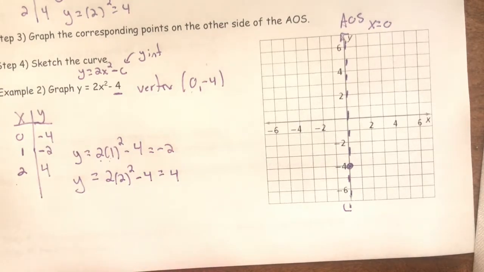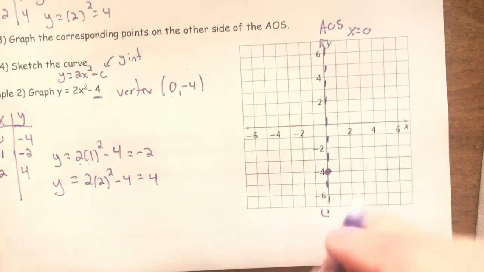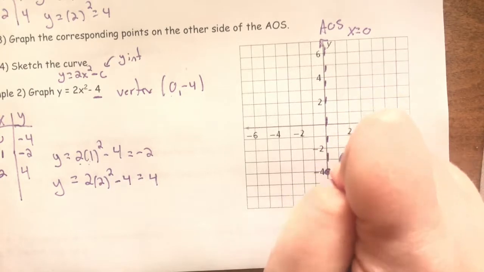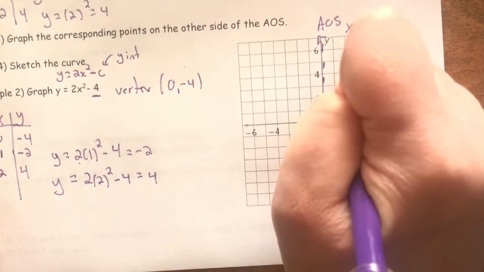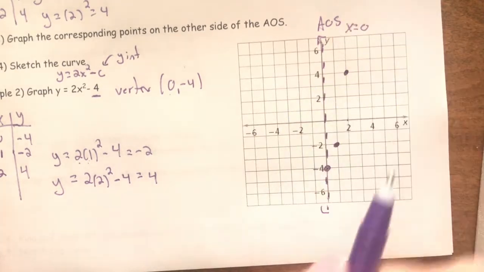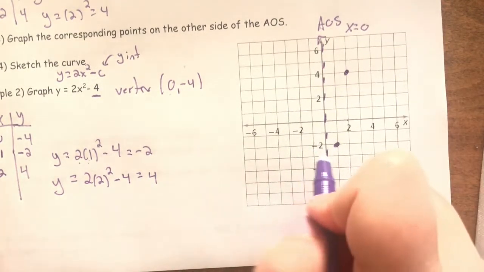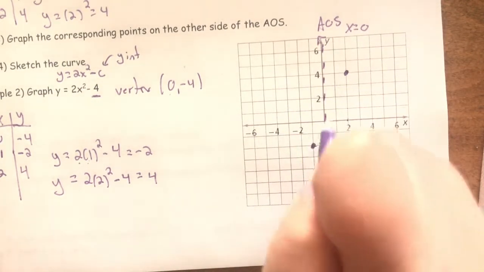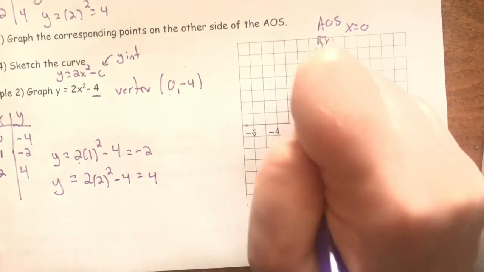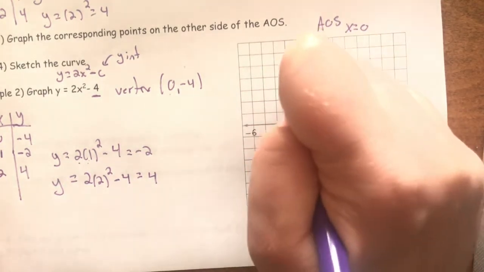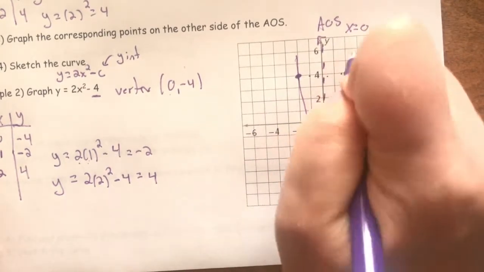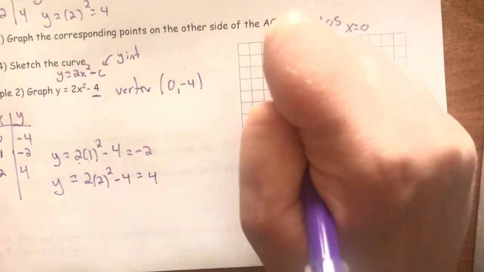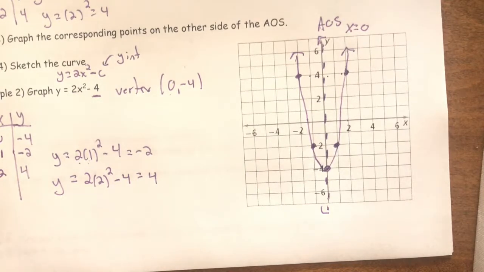And now go over to your graph and plot those two ordered pairs. So I have (1, -2), and then I have (2, 4). And the last step now is to graph the corresponding points on the other side of your axis of symmetry. So you're going to reflect them over, and then you will sketch your curve. Okay, so that is page 1.